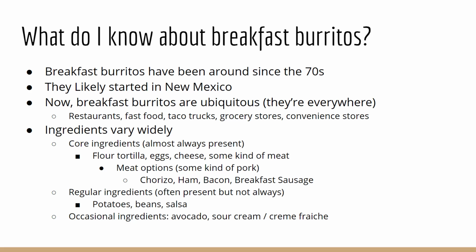I also know that ingredients for breakfast burritos vary widely. Some breakfast burritos, though, tend to always have the same core ingredients. They always use flour tortillas, they always have eggs, they always have cheese, and they always have an option for some kind of meat. The typical options include chorizo, ham, bacon, and breakfast sausage. They also come with ingredients fairly often, but they're not always present. For example, potatoes, beans, and salsa. And occasionally, you can add avocado, sour cream, or creme fraiche.